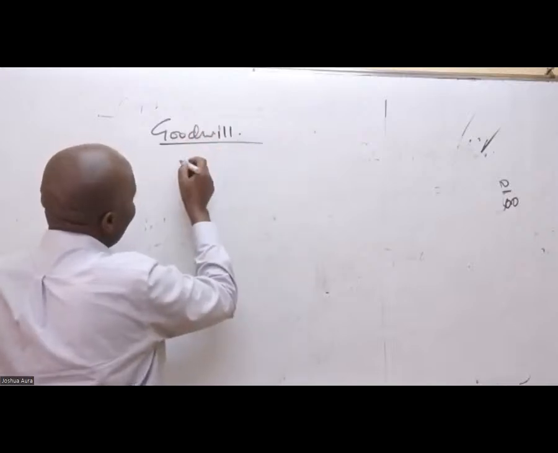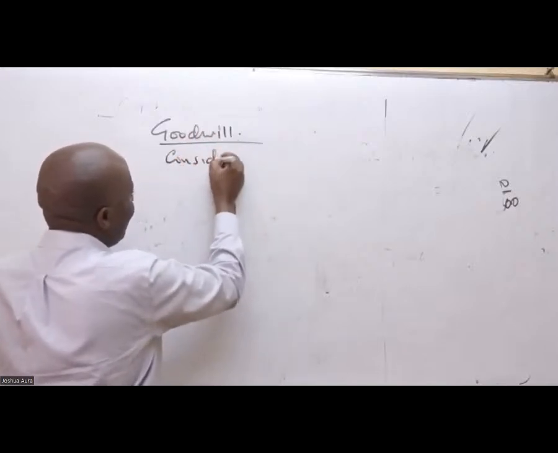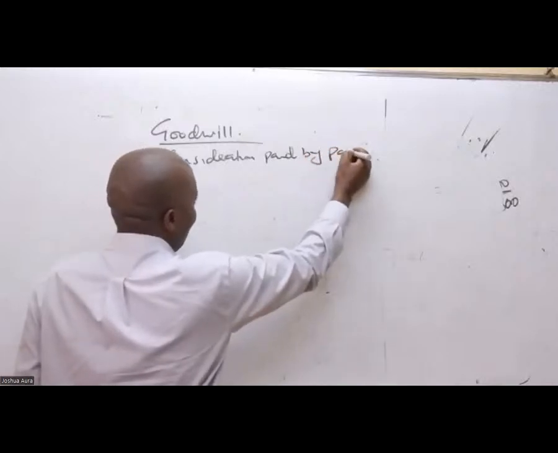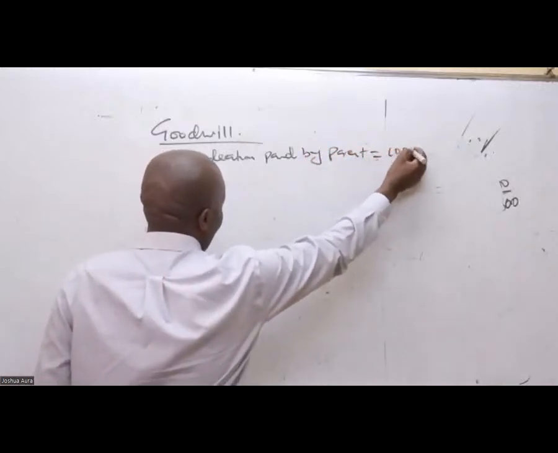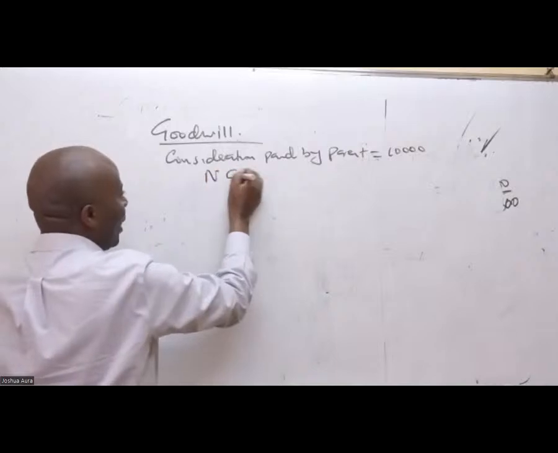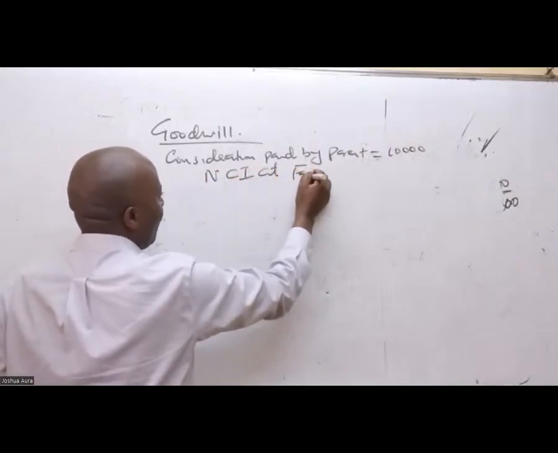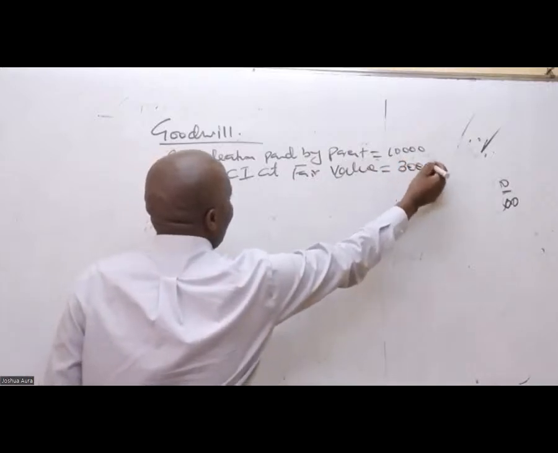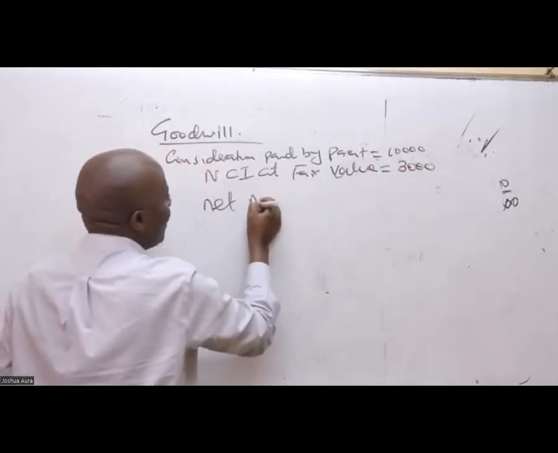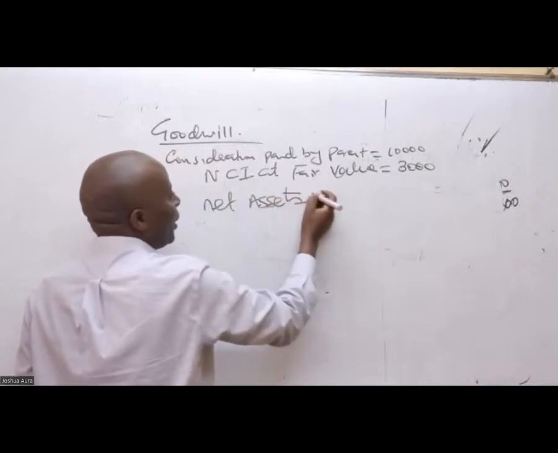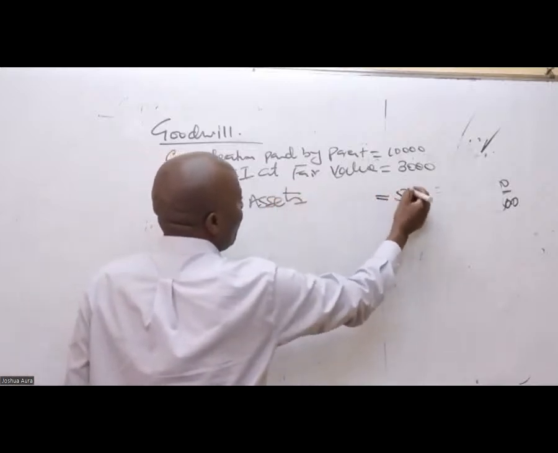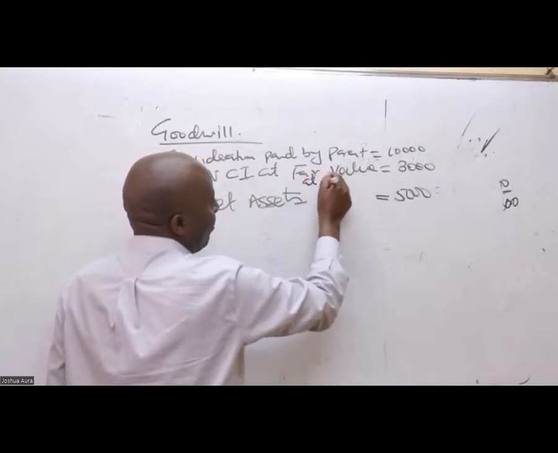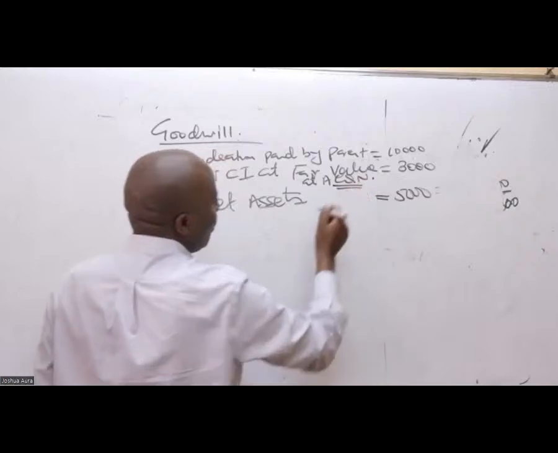You will get consideration paid by the parent, for example, 10,000. And then we have NCI at fair value, for example, 3,000. And then you will have net assets, in this case 5,000. So this is NCI at fair value at acquisition, remember.